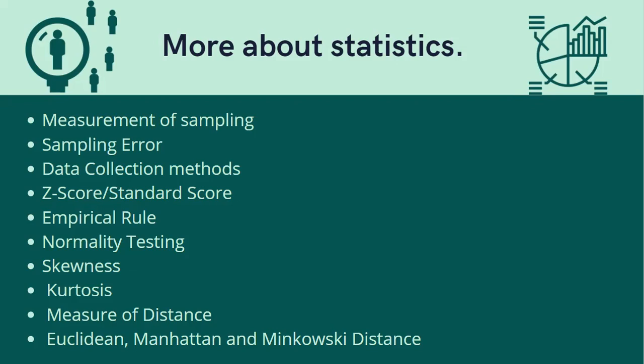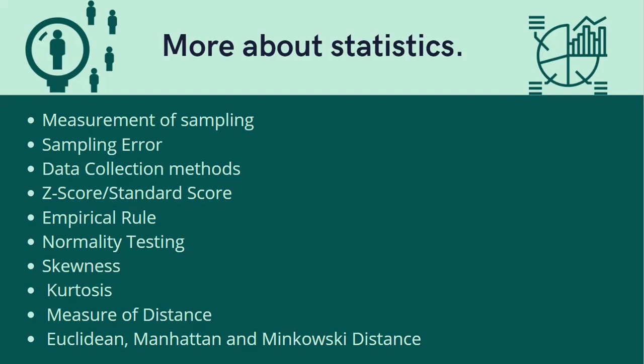Then we have the z-score, that is the standard score, which is related to the normal distribution. The empirical rule is also related to the normal distribution. Normality testing is also related to the normal distribution. That is why I was saying the normal distribution is the most important distribution among all. Skewness and kurtosis: skewness refers to the symmetry of the distribution, how symmetrical your data is if you visualize it. Kurtosis tells you how many outliers your data possesses. Outliers are basically values which are very high compared to other values.